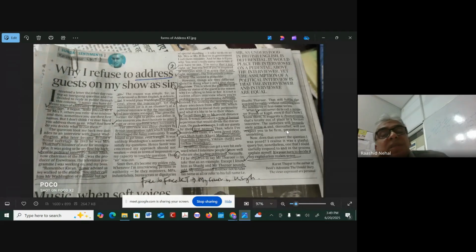Here, Karan Thapar is a journalist, and as a journalist, he would consider his interviewee as on equal footing. He was dealing with a very high profile subject: the interview was about changes in British immigration rules which had disadvantaged the Asian community. A sensitive subject, so it was bound to get tense, even fraught. It was unlikely Waddington's answers would satisfy my questions.